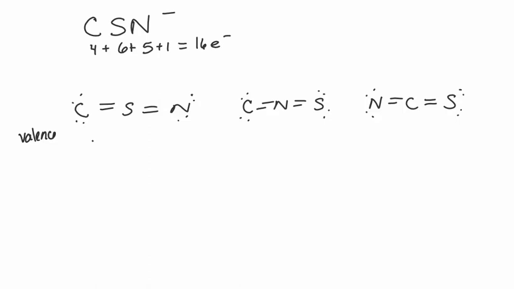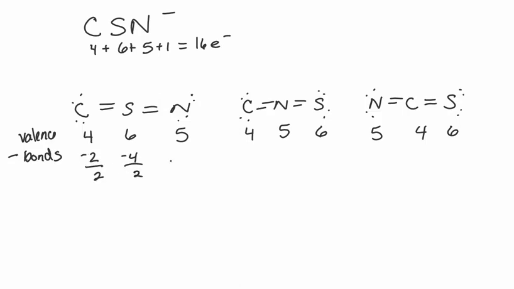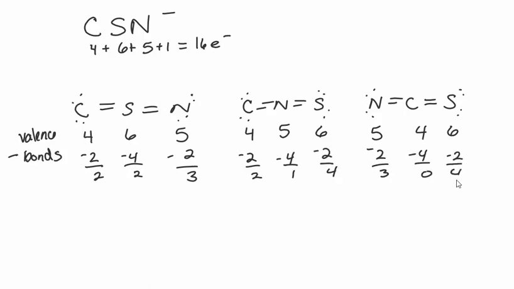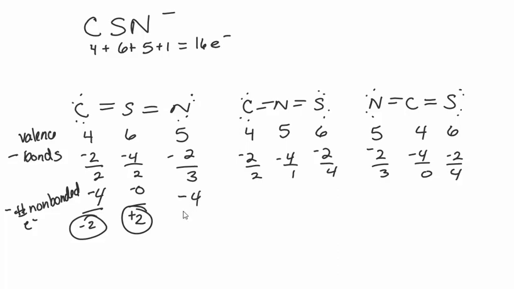So we start with the number of valence electrons. We have 4, 6, and 5. 4, 5, and 6. 5, 4, and 6. Then we're going to subtract the number of bonds. Now we subtract the total number of non-bonded electrons. And remember, these are only the non-bonded electrons on the atom of interest. So in this column is carbon. So we're going to subtract 4. And sulfur has none.